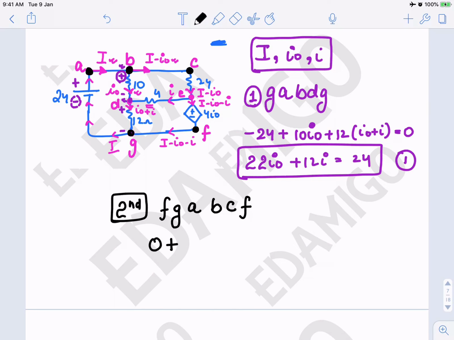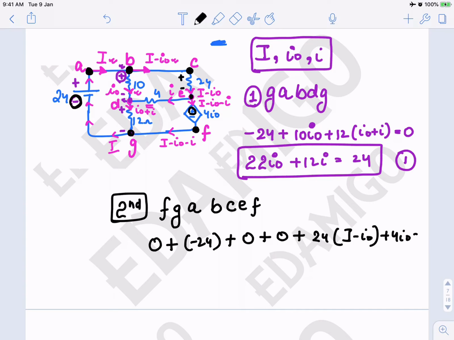G to A, since I am again entering at the minus terminal, it is minus 24. A to B is 0. B to C is again 0. Now C to E, and then E to F. C to E is plus minus because current is flowing from top to bottom, so it is 24 multiplied by capital I minus I naught. Then from E to F, we are entering from the positive terminal here, so it is plus 4 I naught equals 0.